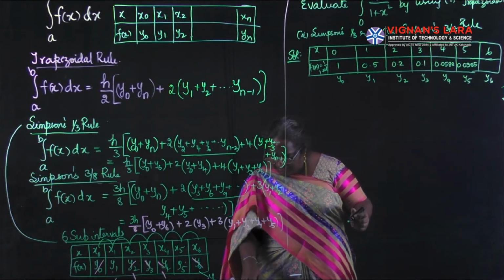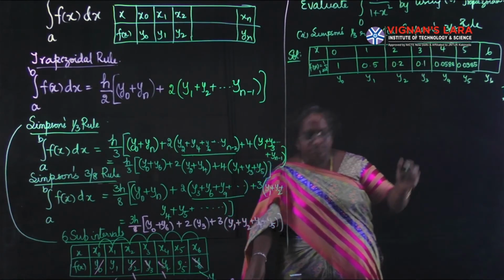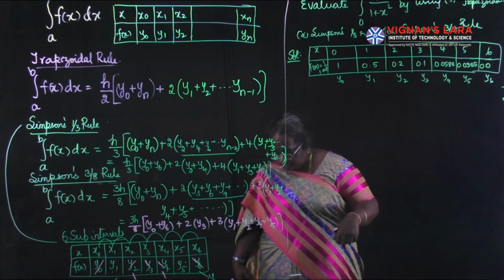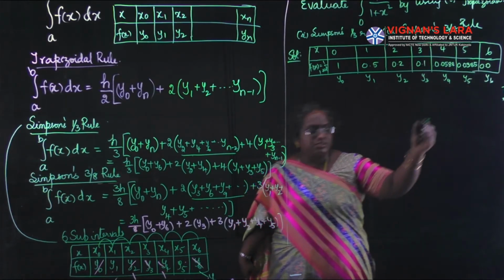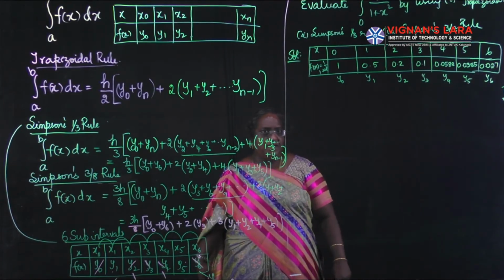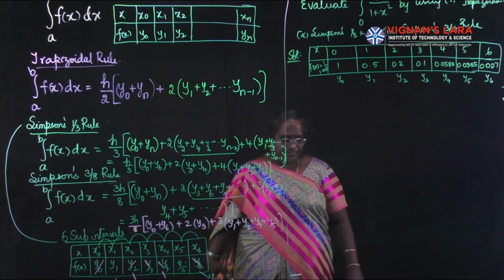So next we have 0.027. So this is how we have to evaluate the values.